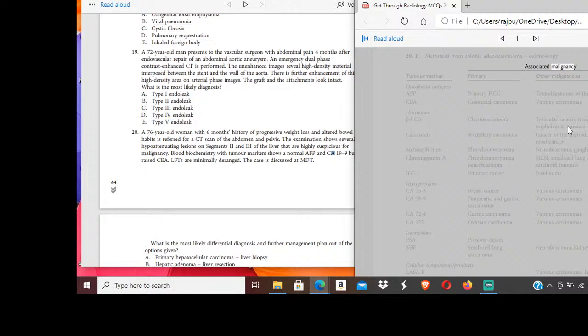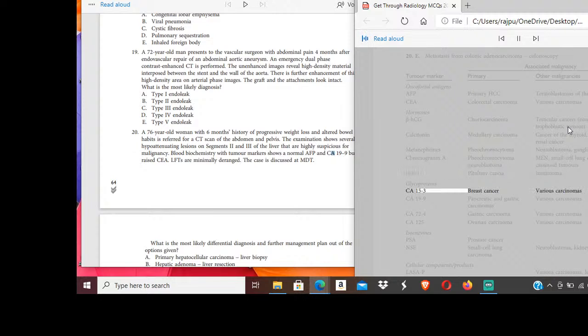Associated malignancy. Tumor markers and primary or other malignancies. Oncofetal antigens: AFP, primary HCC, teratoblastomas of the ovaries and testes. CEA, colorectal carcinoma, various carcinomas. Hormones: beta-HCG, choriocarcinoma, testicular cancers, non-seminomatous, trophoblastic tumors. Calcitonin, medullary carcinoma of the thyroid, liver cancer, renal cancer. Metanephrines, pheochromocytoma, neuroblastoma, ganglioneuromas. Chromogranin A, pheochromocytoma, neuroblastoma, MEN, small cell lung cancer, carcinoid tumors. IGF-1, pituitary cancer, insulinoma.